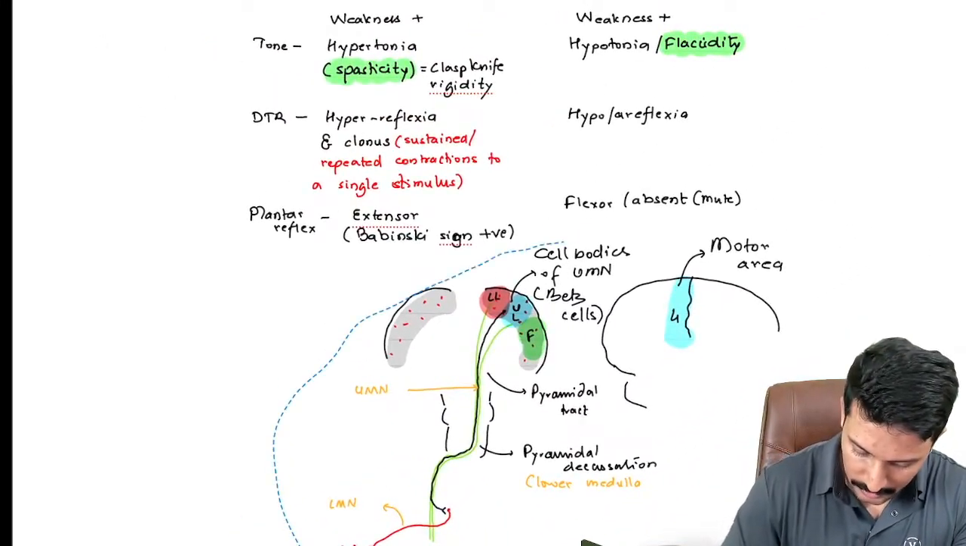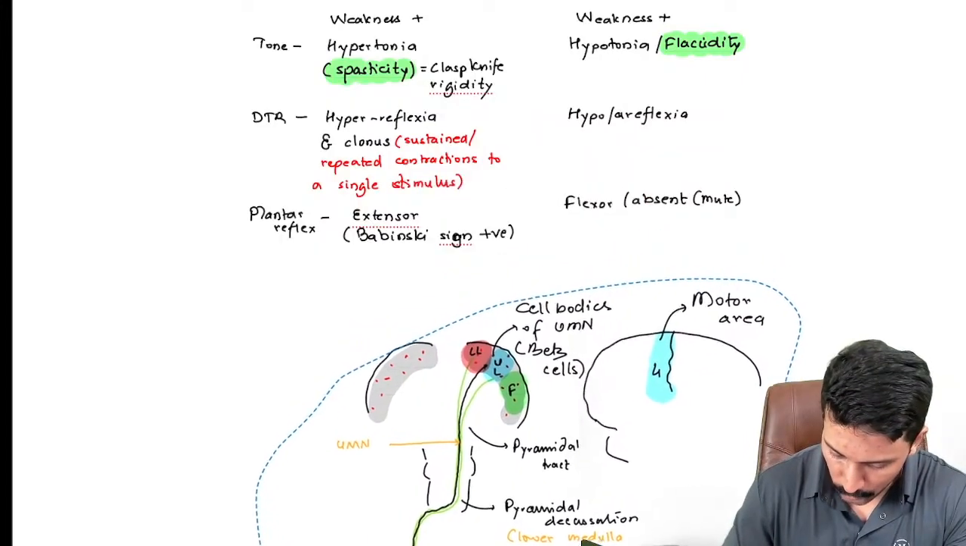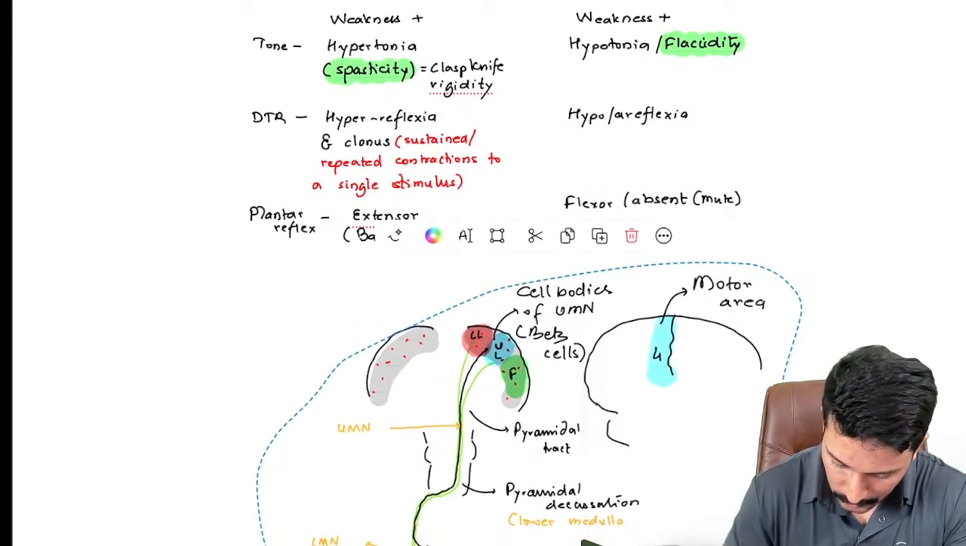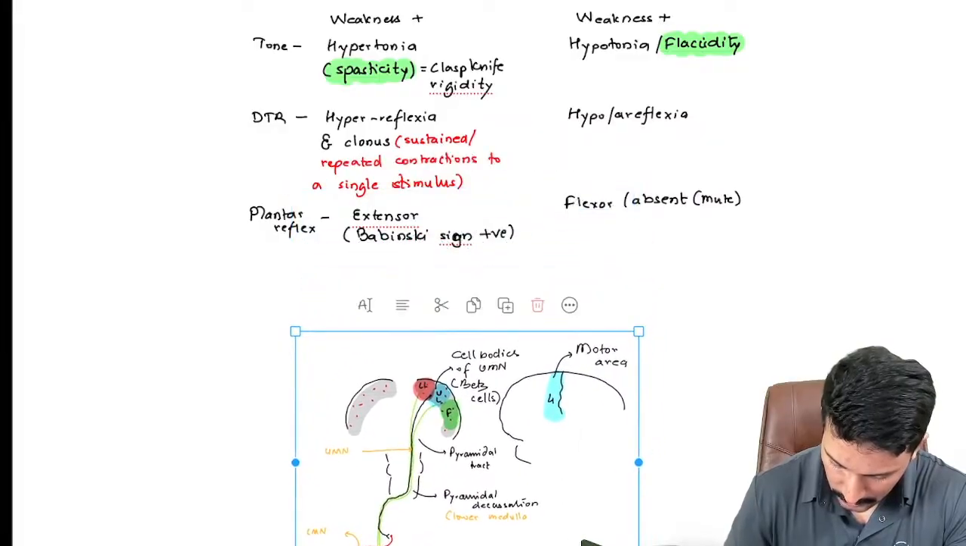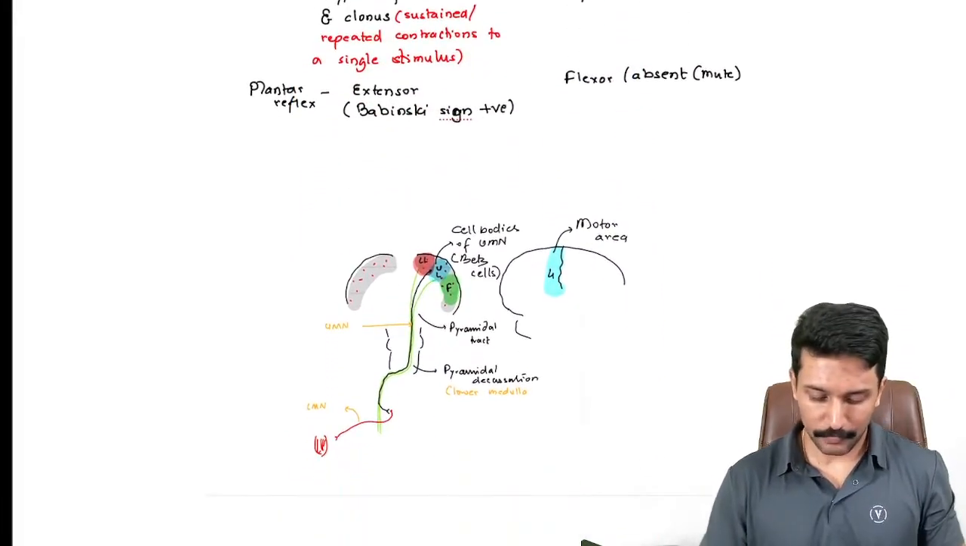Now the last bit, I think most of you probably know this. They might ask you, in what circumstance you will get atrophy and fasciculations.